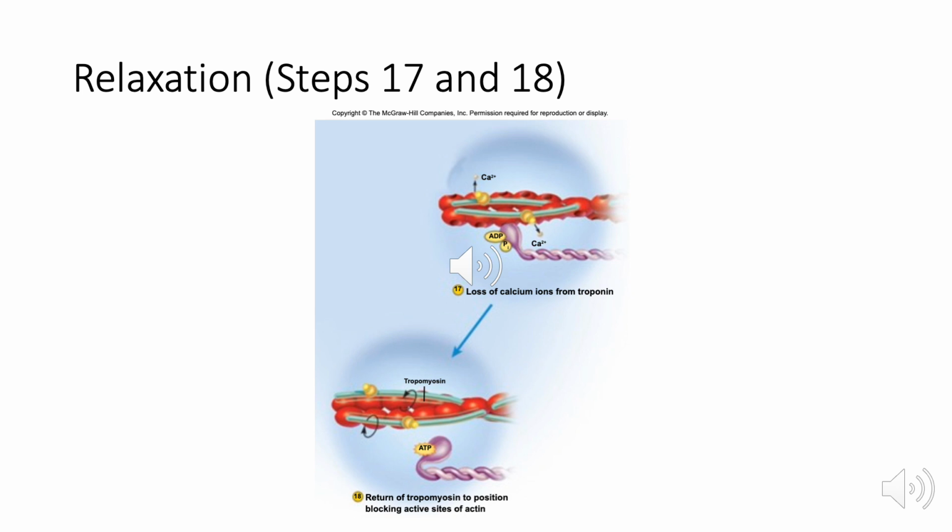In the final step, step 18, tropomyosin moves back into the position where it blocks the active sites of the actin filament. Myosin can no longer bind to actin, and the muscle fiber ceases to produce or maintain tension.